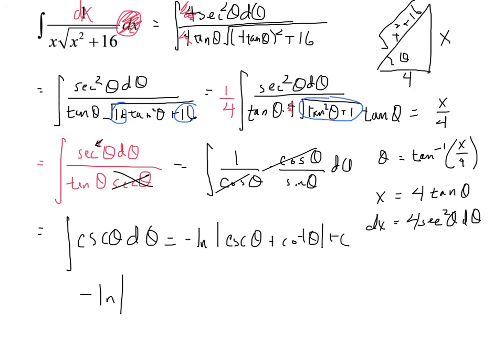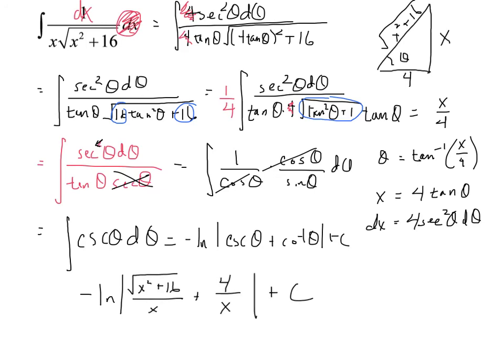cosecant of theta is the reciprocal of sine. Sine is opposite over hypotenuse, so cosecant will be hypotenuse divided by opposite. So the cosecant of theta will be hypotenuse divided by opposite, and cotangent, instead of being opposite over adjacent, will be adjacent over opposite. Put a plus c there at the end, and that's it.